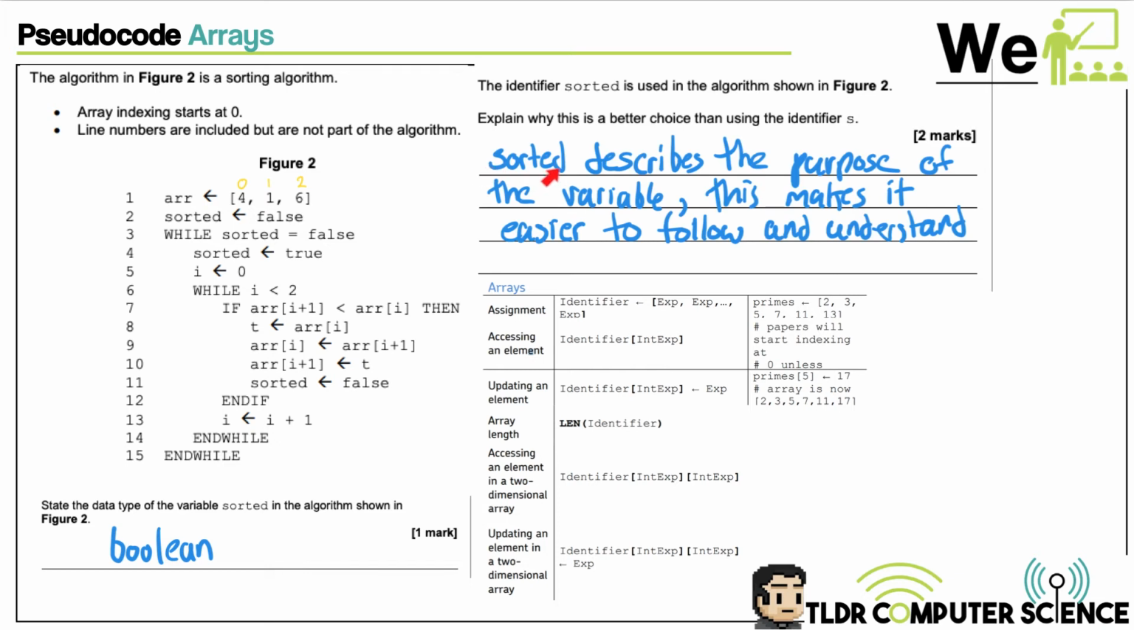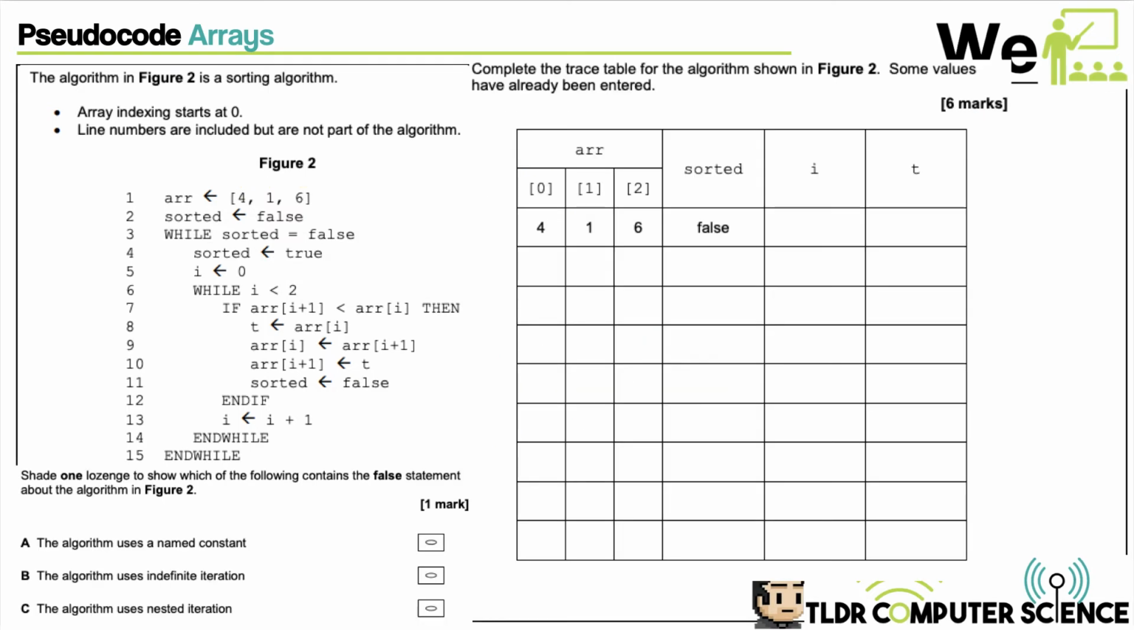So sorted, the name of the variable, describes the purpose of the variable. Putting S wouldn't describe the purpose. That can mean anything. And that's going to make it easier to follow and understand, both for you when you come back and using it, or for somebody else to come back and using it. You should always have meaningful identifiers for variables, for arrays, for subroutines. Okay, the same algorithm from before.